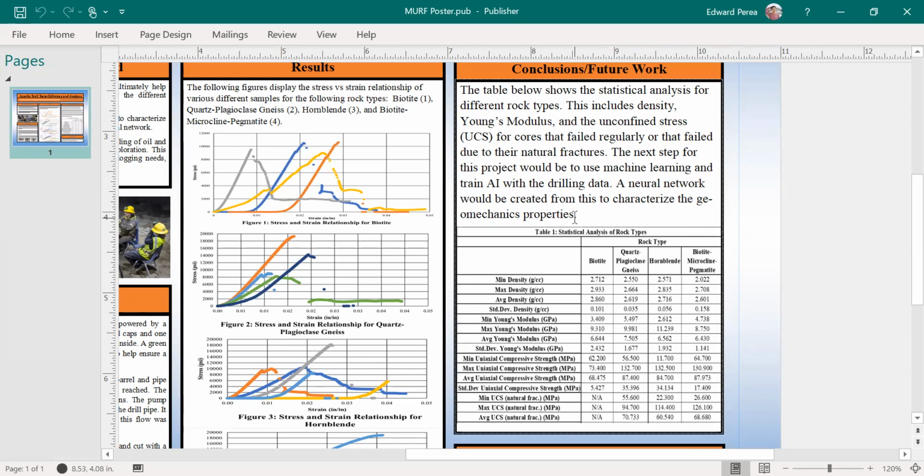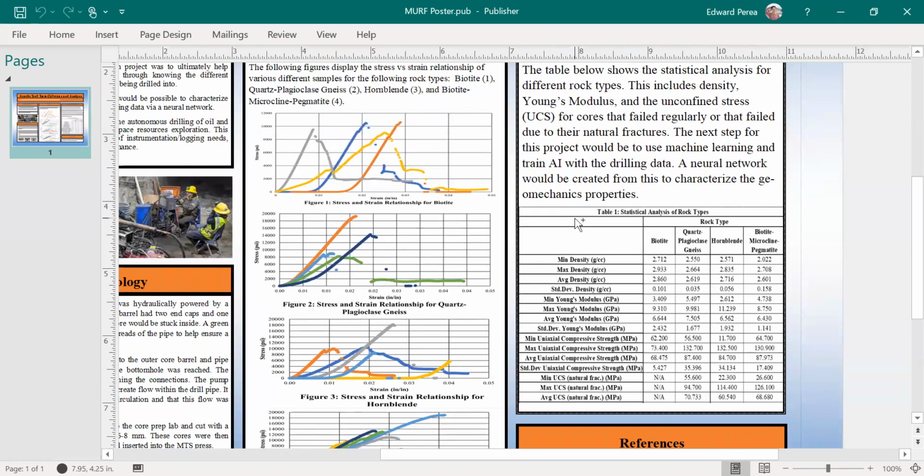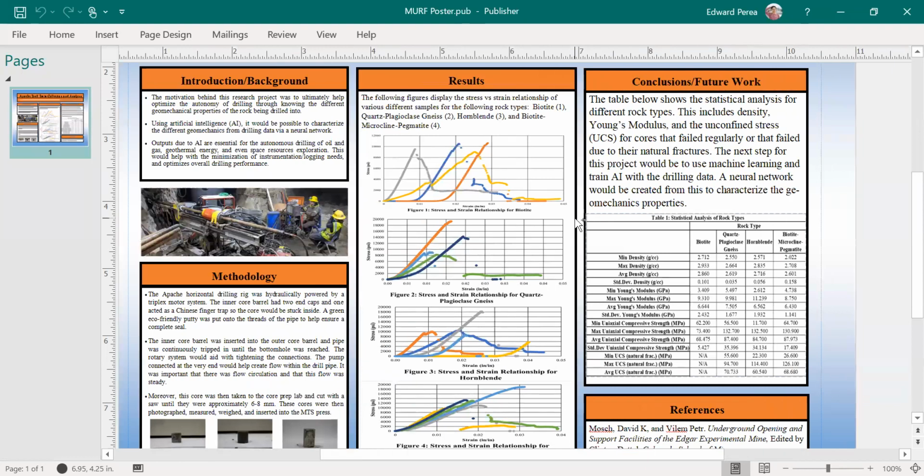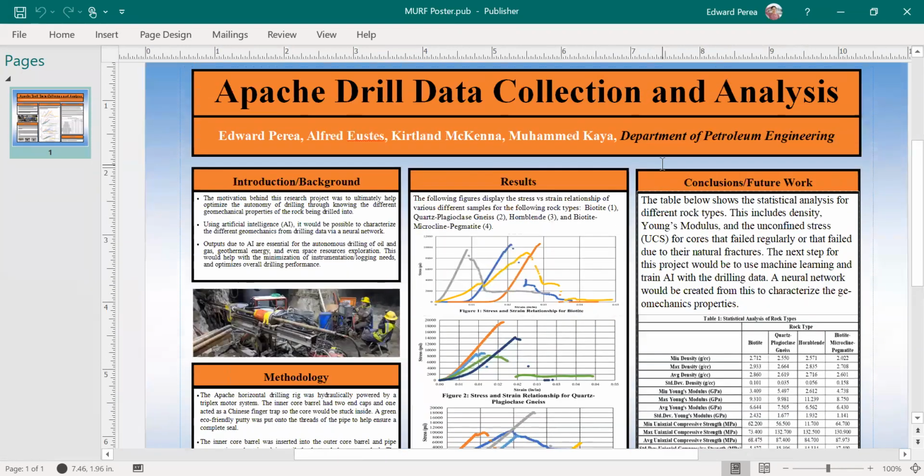And using all this geomechanical data, we would then be able to use machine learning, train AI with the drilling data, and create a neural network so that it could characterize the geomechanical properties of the rock. Thank you very much.